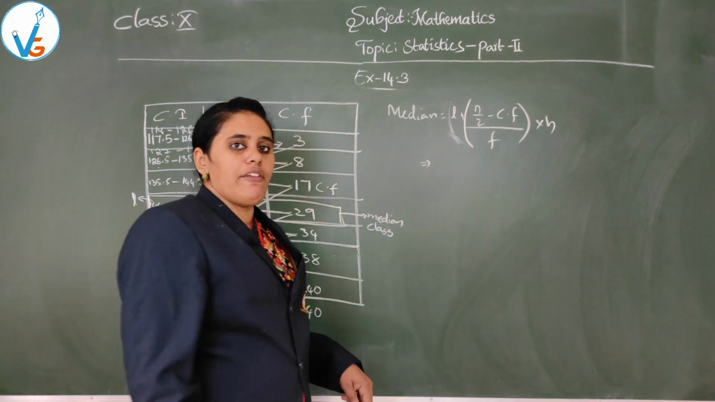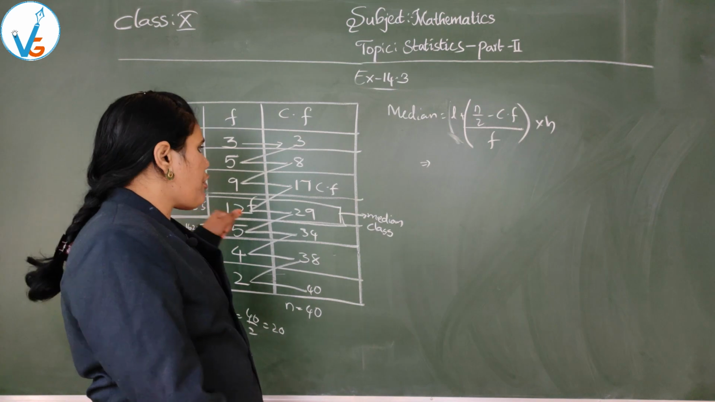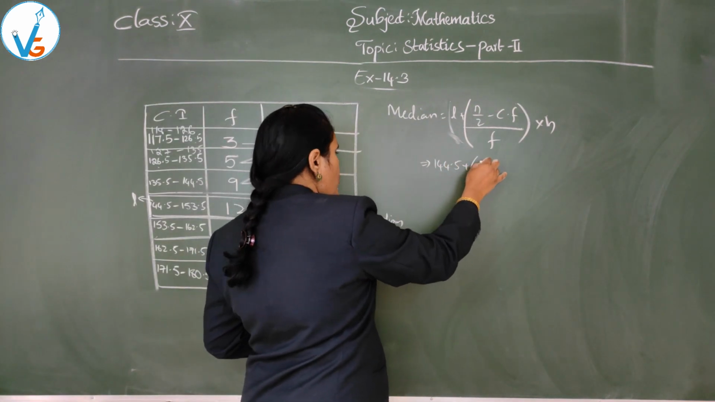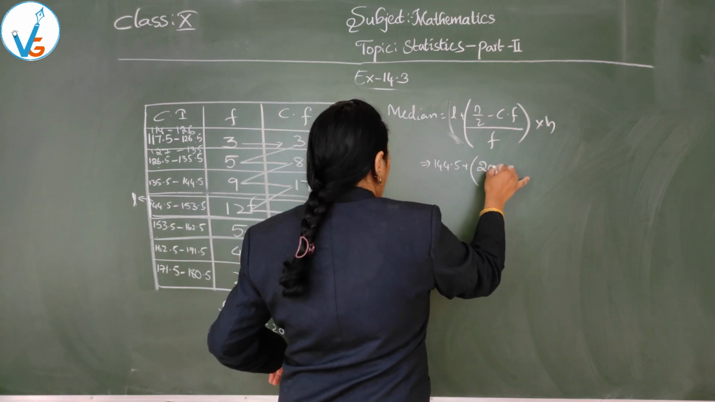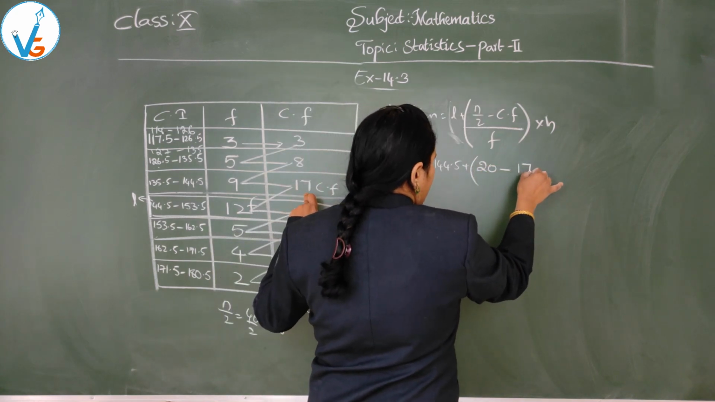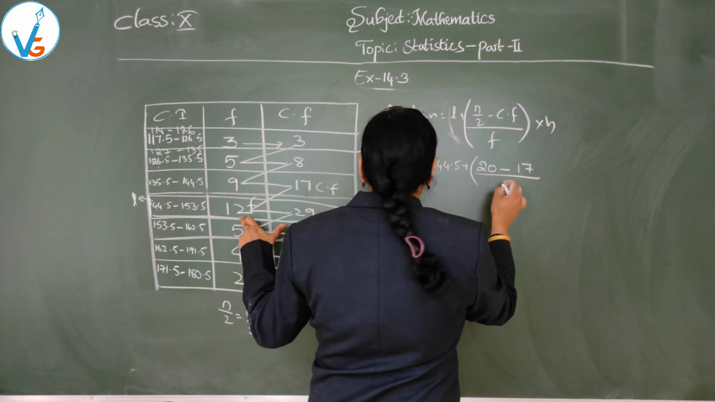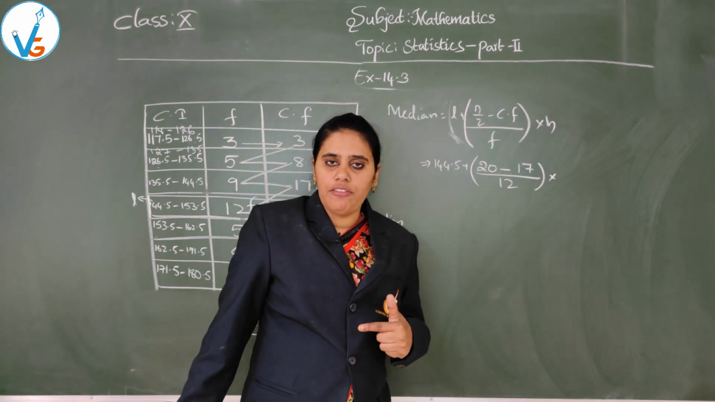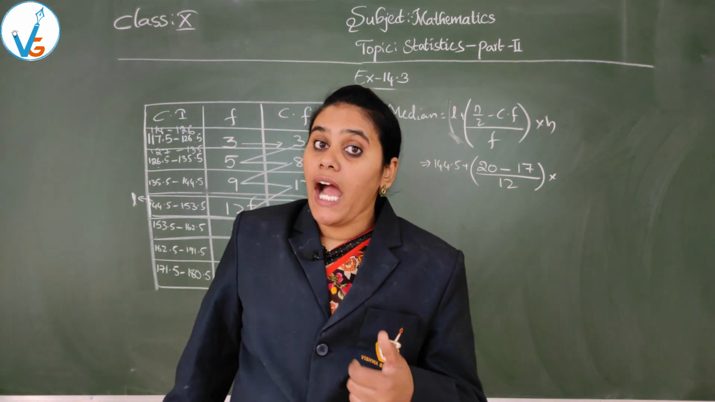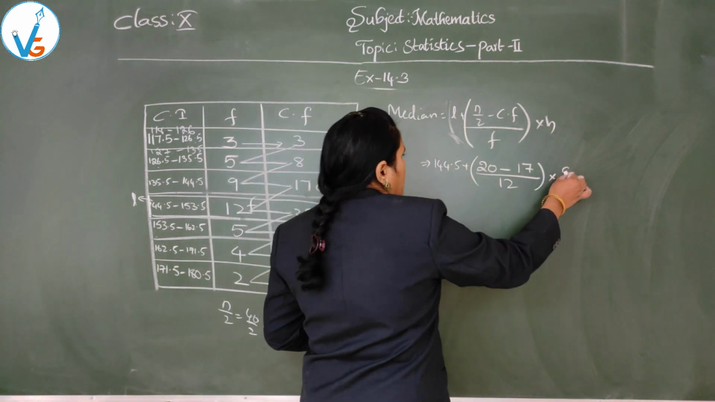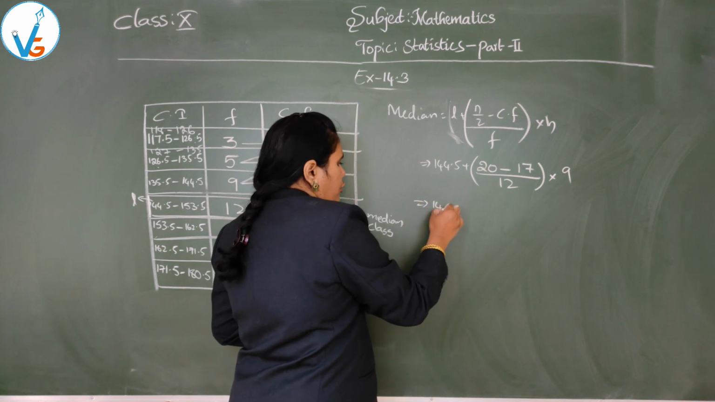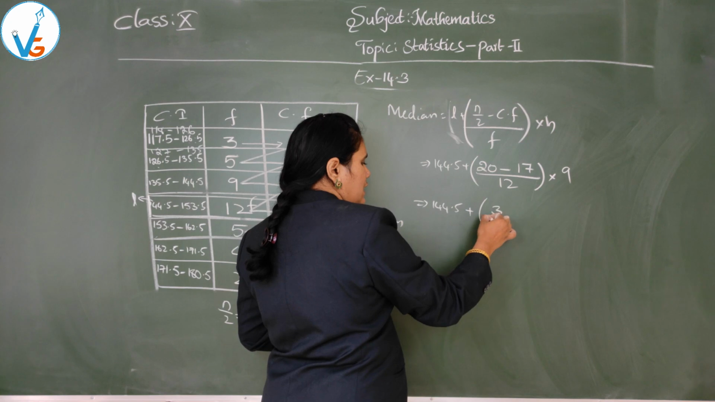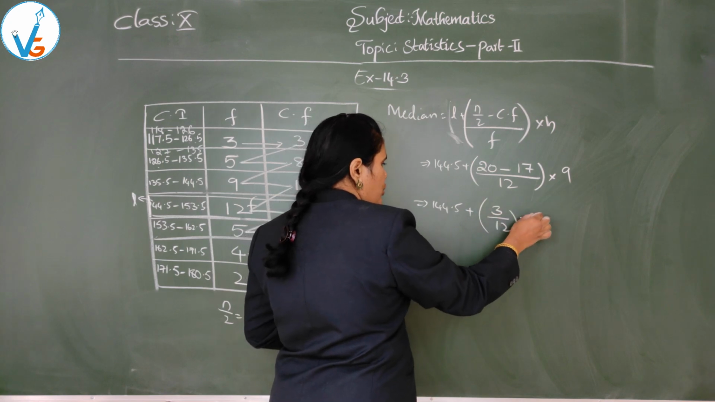So you can see here what is our L. L is 144.5 plus what is our n by 2? n by 2 is 20. What is our CF? CF is 17 by what is our F? 12 into what is our class height? Class height, if you subtract, you will get it as 9. Next, 144.5 plus, here you will get 20 minus 17 as 3 by 12 into 9.